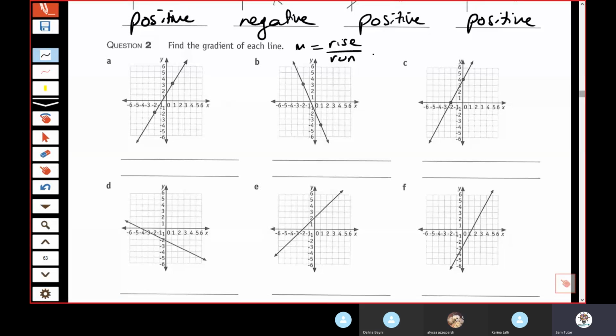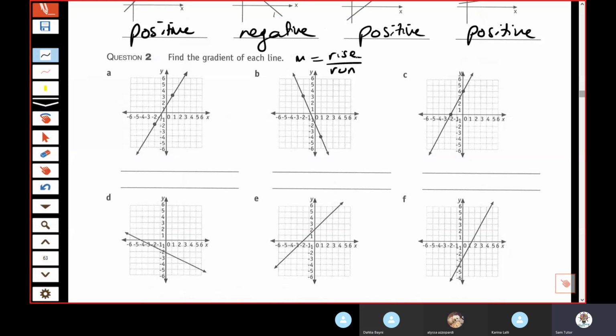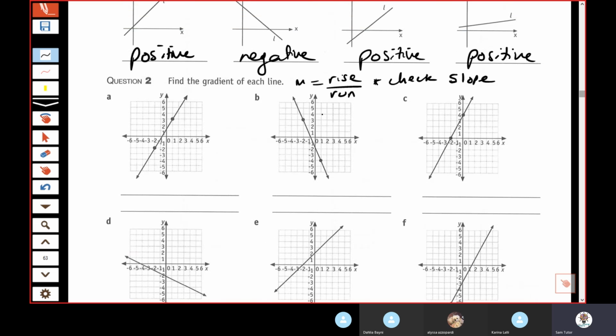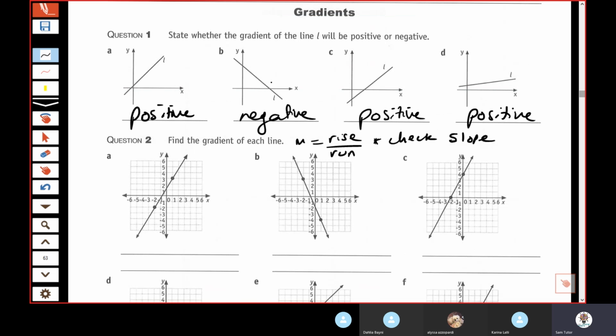The only problem with this method, which is why I would like to teach you the more advanced method, is that every time you do your rise over run, you must check your slope. Most students memorize rise over run. We've known that since Year 8, but we don't memorize this little extra bit that you must do. You must check your slope. Is it sloped to the left or to the right? Because that will tell you if your gradient should be positive or negative. So you've got to be careful with that.